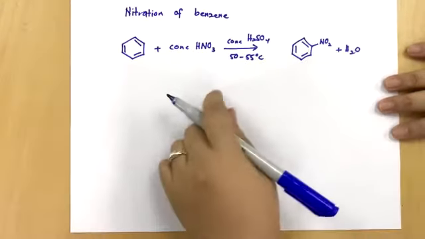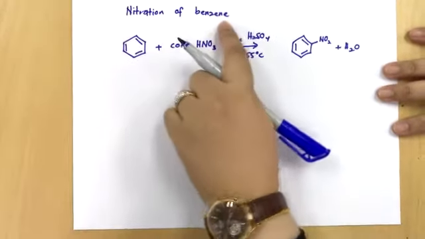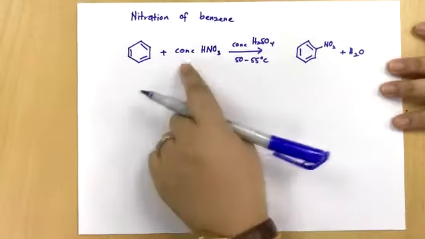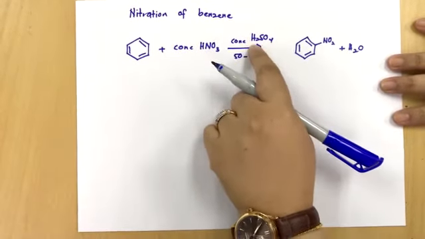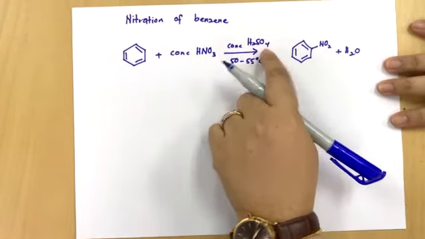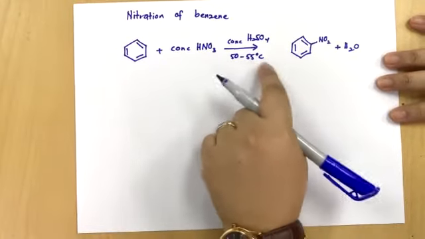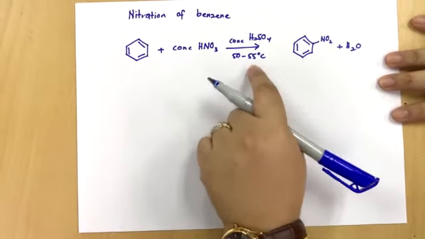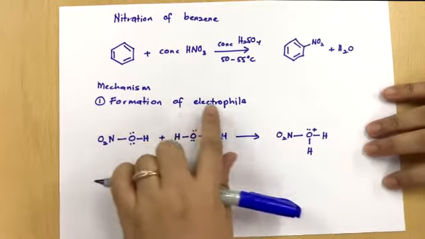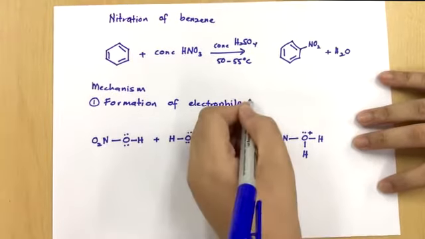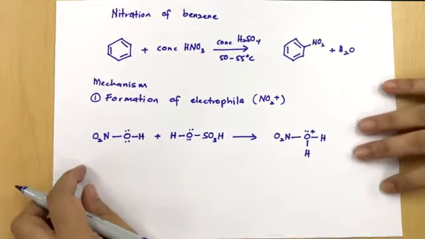Now we go to the second mechanism of benzene, which is nitration of benzene. For this reaction, concentrated nitric acid with a catalyst, concentrated sulfuric acid, is needed. And you also have to write down the condition, 50 to 55 degrees C. So the first step is formation of electrophile, and for this reaction NO2 plus is the electrophile.